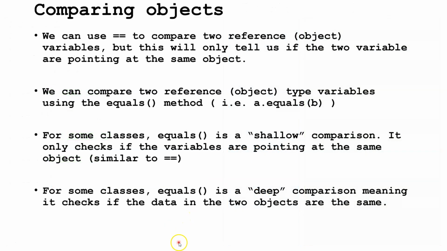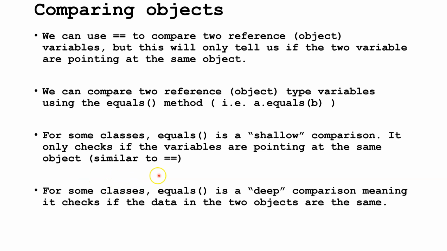Now let's move on and talk about comparing objects. We can use double equals to compare two reference object type variables, but this will only tell us if the two variables are pointing at the same object, which is generally not what we want to know. We can also compare two reference object type variables using the equals method. For example, a.equals(b). For some classes, the equals method is a shallow comparison. It only checks if the two variables are pointing at the same object, so it works similar to double equals.